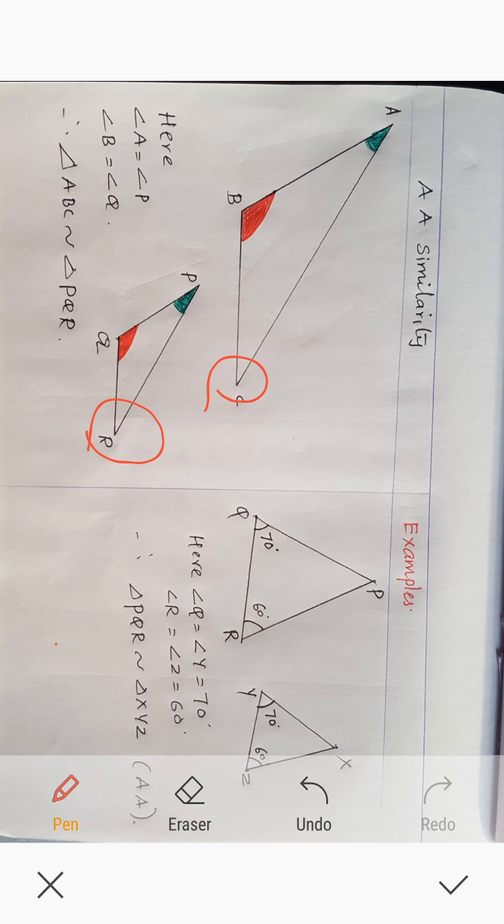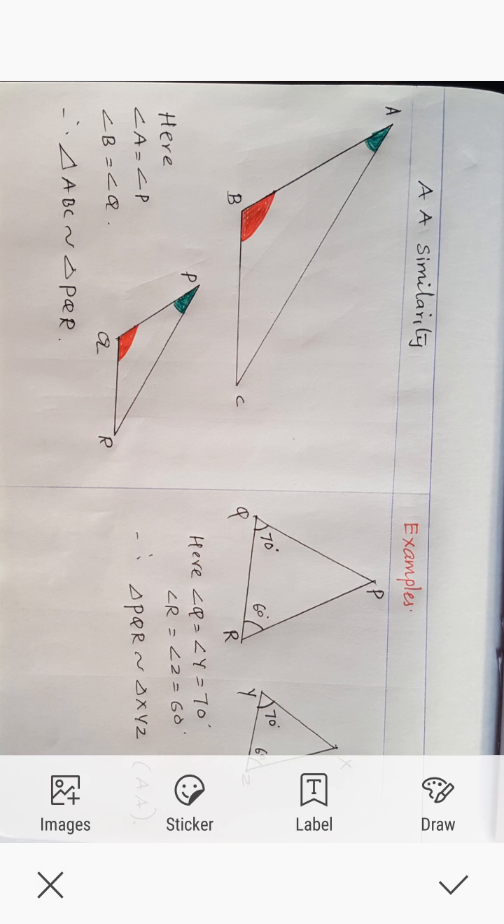Here triangle PQR and triangle XYZ are similar because angle Q is equal to angle Y, 70 degrees, and angle R is equal to angle Z, 60 degrees. So since the two angles are equal, triangle PQR is similar to triangle XYZ. Okay. So if we want to prove two triangles are similar, it's enough to prove two pairs of angles of those triangles are equal. Okay.